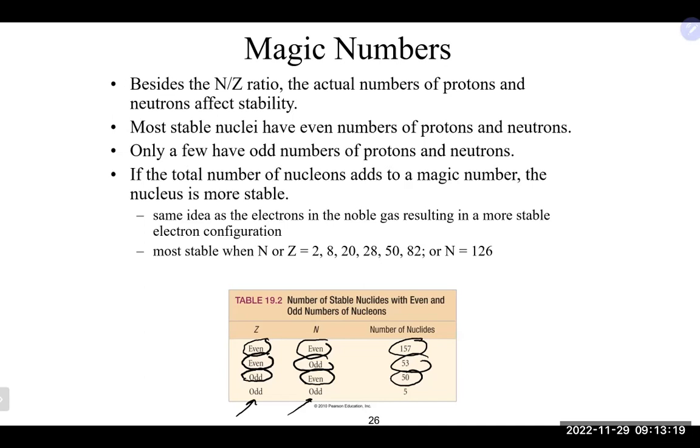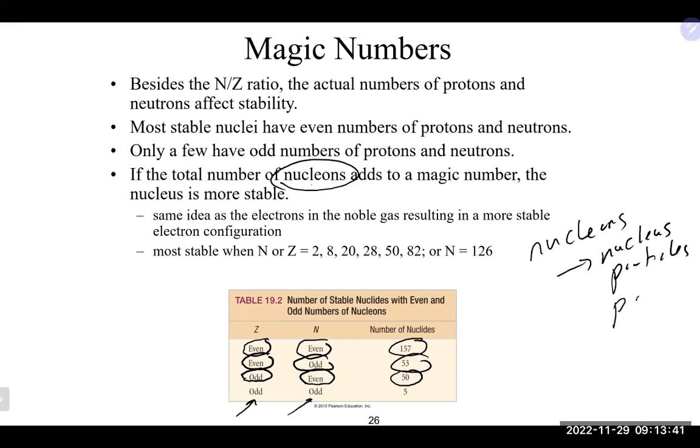Also, if the number of nucleons add up to a magic number, the nucleus is more stable. Nucleons is also something that you hear a lot of in nuclear chemistry. Nucleons are pretty much your guys in the nucleus, right? So those are your particles in the nucleus, which are basically your protons and neutrons. So nucleons are really like your mass number. It is the particles that are found in the nucleus.